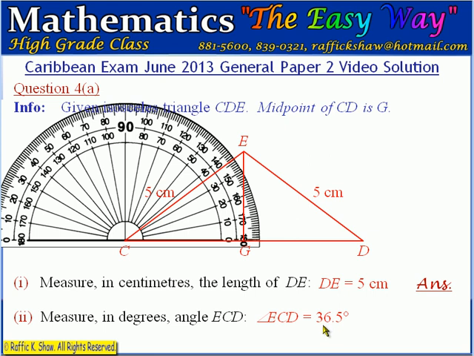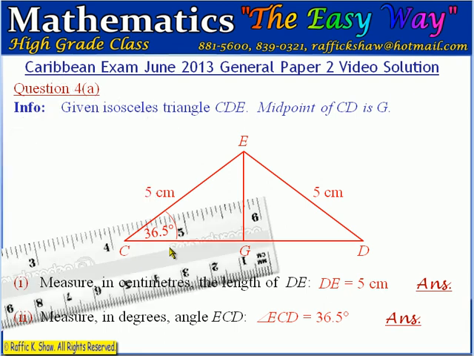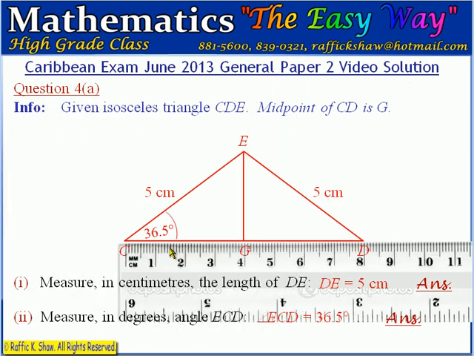37 also would be accepted, and maybe even 36 degrees would be accepted. But our answer here is 36.5. And so we can move our protractor and place our angle there on the diagram. This angle we have measured as 36.5 degrees. Now other dimensions that we might need to measure is the length of the base.